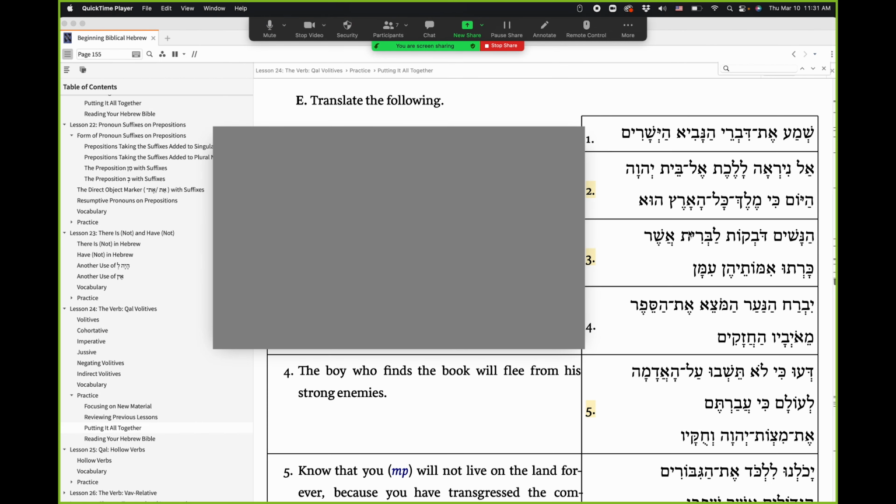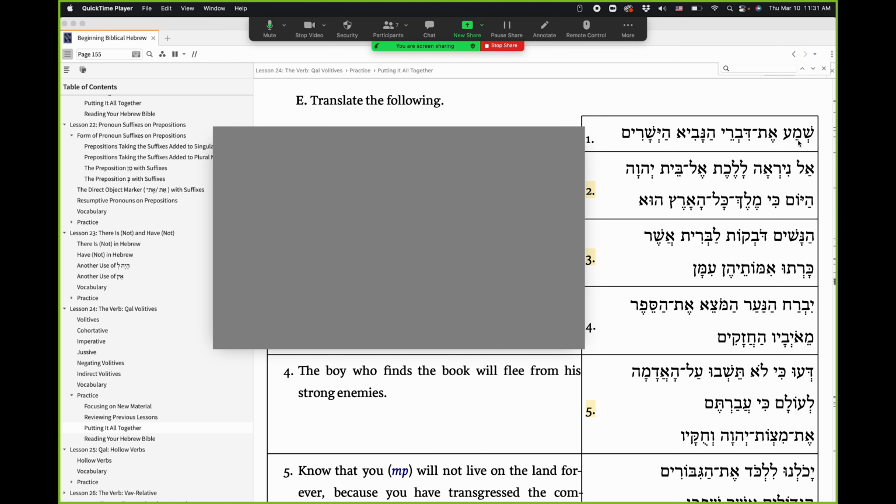So we'll do number one here. Unfortunately, it's imperative, which is pretty straightforward because we have that in English, but hey, it's short. So, Shema et divrei hanavi ha-yesharim. Okay, so we've got Shema, and we're going to anticipate that the first thing we see in the sentence is the predicate, and it's the main verb.